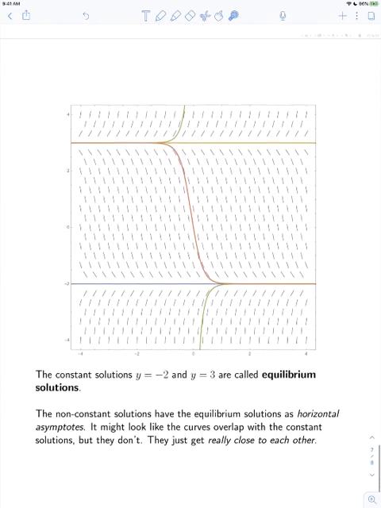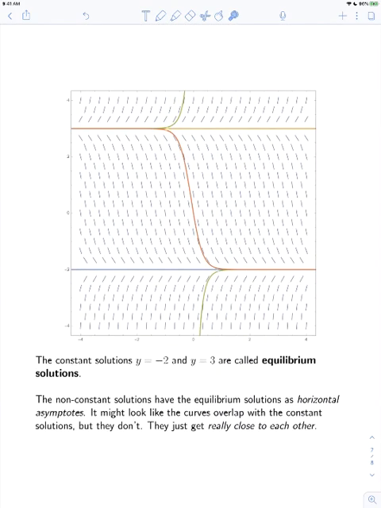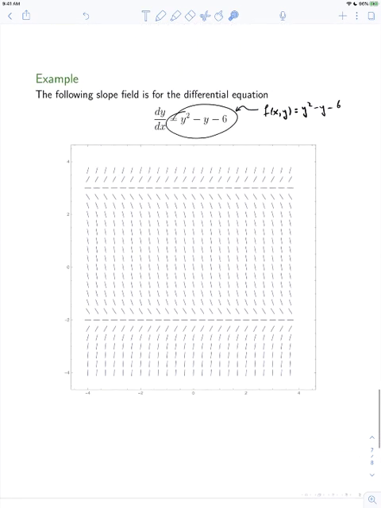So here we go. We have several solutions here. Specifically, we want to look at the solutions y equals -2 and y equals 3. So y equals -2 is here, y equals 3 is here. Let's just scroll back up. Those are these lines, y equals -2 and y equals 3. So you can see all of the slopes are horizontal along these lines. All of the slope lines are horizontal.